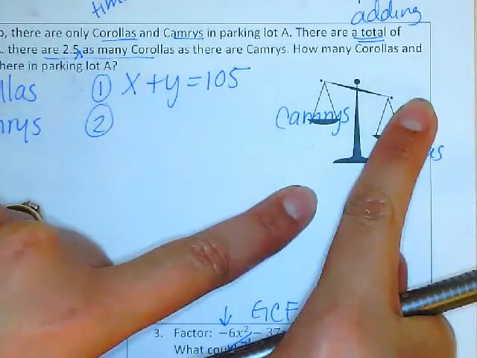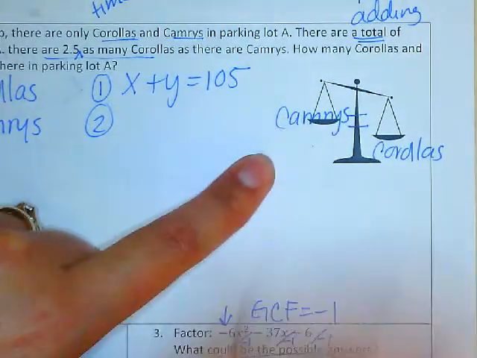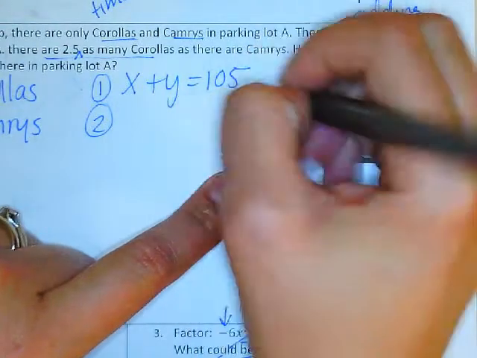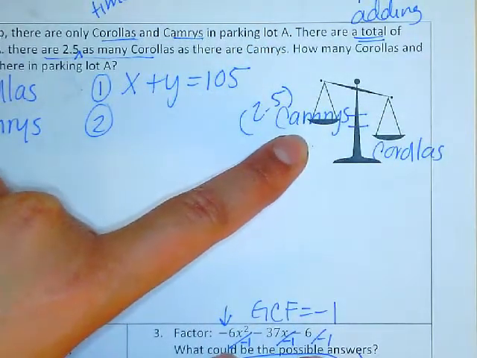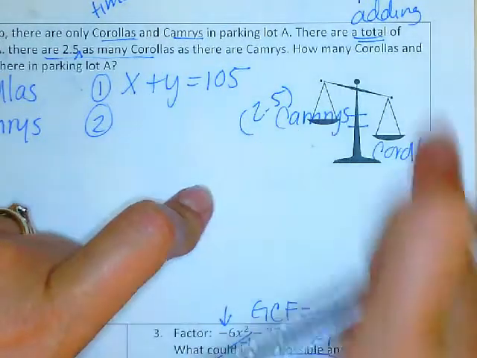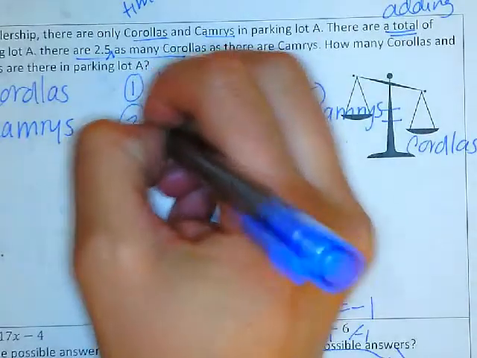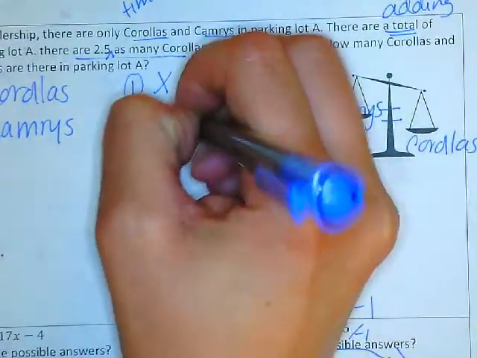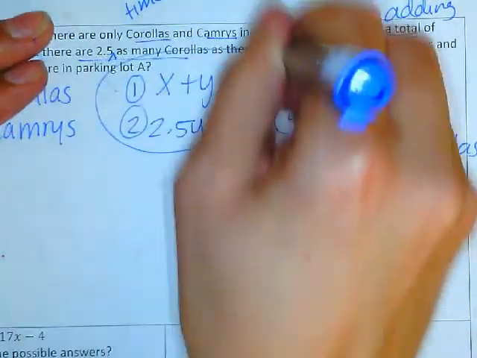Okay, so in order to equal things out here, to balance them out so that they can equal, I have to multiply 2.5 to the Camrys, because those are the ones that are less, right, in order to equal to the Corollas. That's how the balance can help you out. So now I know equation 2 would be 2.5 times the Camrys equals the Corollas. These are your two equations.